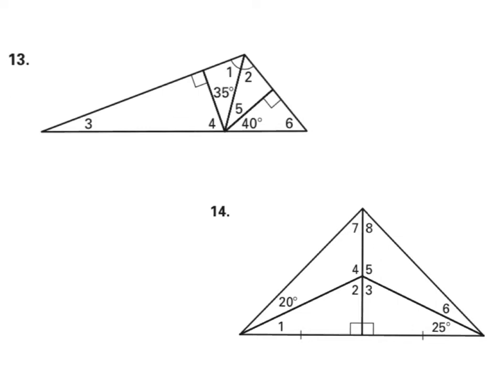So what we're doing for numbers 13 and 14 is we are going to apply the angle bisector theorem and the perpendicular bisector theorem to find the measure of all the numbered angles. So let's take a look at example 13. Notice that we have a bunch of triangles inside other triangles. So we can kind of work our way through each numbered angle. So we can start with angle number 1, which is this angle here.